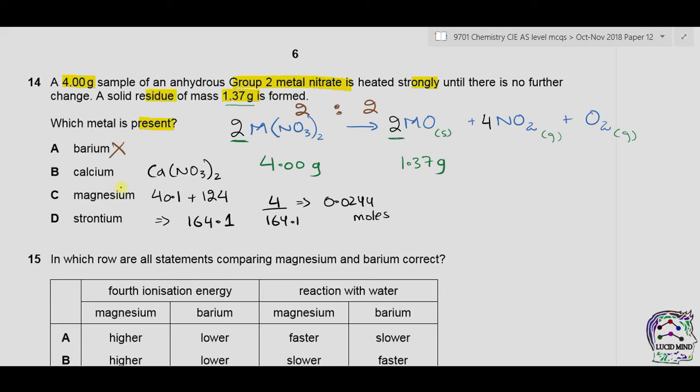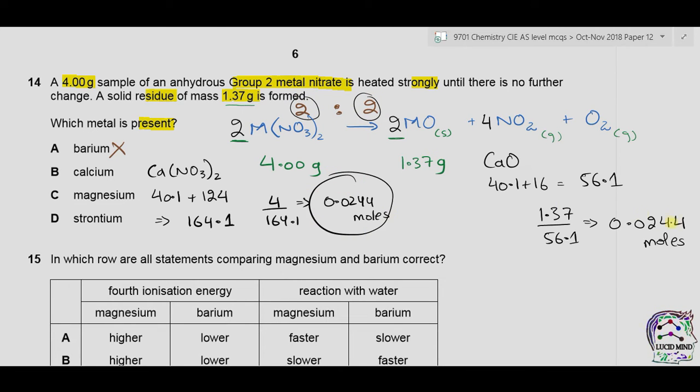Now doing the same for calcium oxide, which is the product. Calcium is 40.1, oxygen is 16, so it is 56.1. Now finding the number of moles, 1.37 grams divided by 56.1. The number of moles comes equal to 0.0244 moles. As in the balanced equation, the number of moles are equal, and we also have equal number of moles for calcium. So therefore calcium could be the correct option.